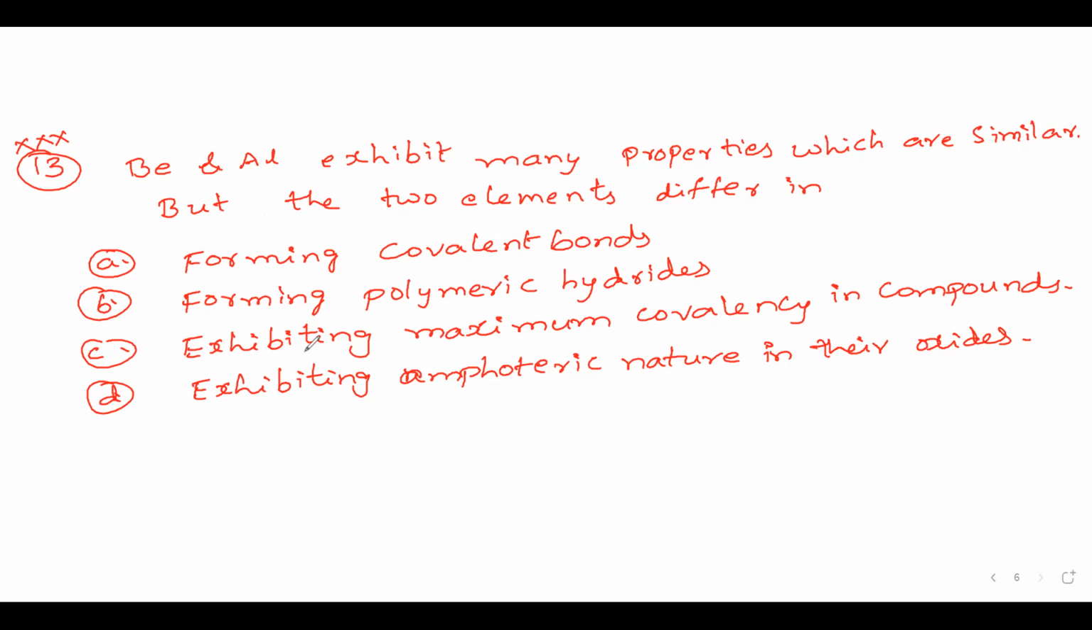Exhibiting maximum covalency in compounds is not similar, because aluminium can form covalency up to 6, whereas beryllium can form a maximum of 4. So in exhibiting maximum covalency in compounds, they differ. And exhibiting amphoteric nature in the oxides, it is also correct. So only the third option, they differ: exhibiting maximum covalency in compounds. Like these questions, they are very important concept-based questions. Next question, 14th question. Let us start now.